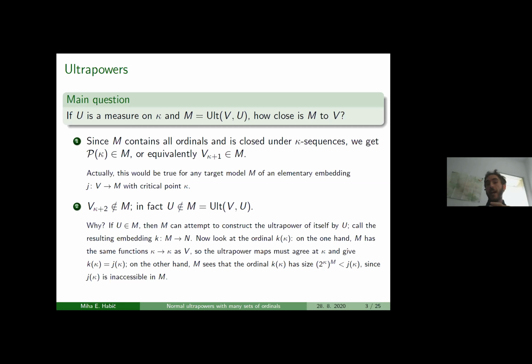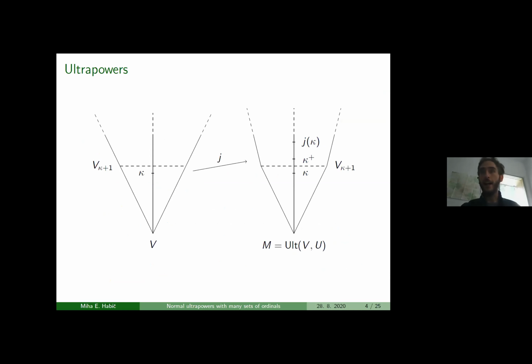But on the other hand, j of kappa is inaccessible in M by elementarity, but M believes that k of kappa only has size that is accessible from kappa. So its size is 2 to the kappa as computed in M. So we get a contradiction here, based on, at the same time, how close M is to V, but also how different they are. One of them sees j of kappa as inaccessible, and the other one sees it as quite accessible from kappa. So what we're getting here is a concrete witness that M computes this initial segment of the universe incorrectly. I have a little picture here.